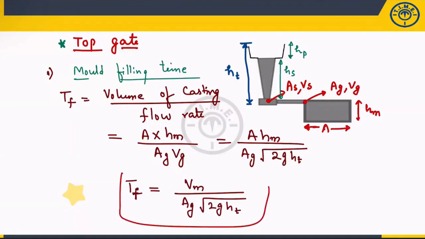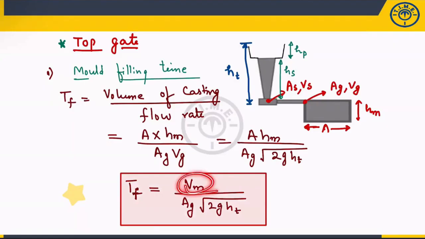Fine. So they will give you the volume of this mold, or otherwise they will mention the dimensions and you can calculate the volume. Area at the gate they will give you, and Ht means the total height of sprue and height of pouring basin. If they have not given the height of the pouring basin, just take the height of the sprue. Okay, this is based on the top gate system.